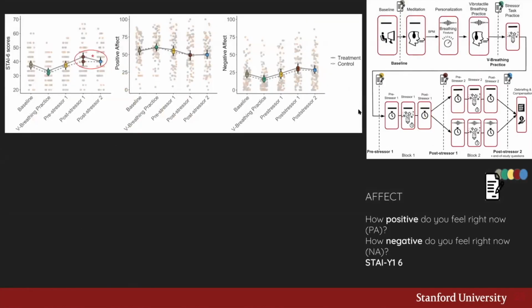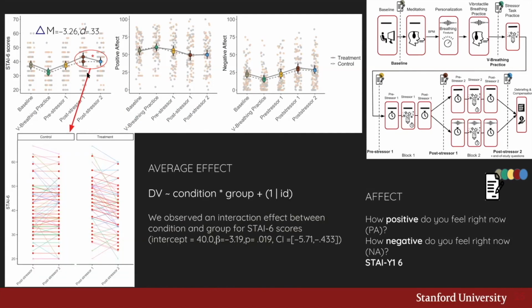We pre-registered 3 research questions, and we have shown that the pacer reduced anxiety but did not influence the positive and negative affect. Look at the top left figure. We observe an interaction effect between condition, post-stressor 1 to post-stressor 2, and group, treatment and control group, for the state trait anxiety score. And the effect size was 0.33 Cohen's d.